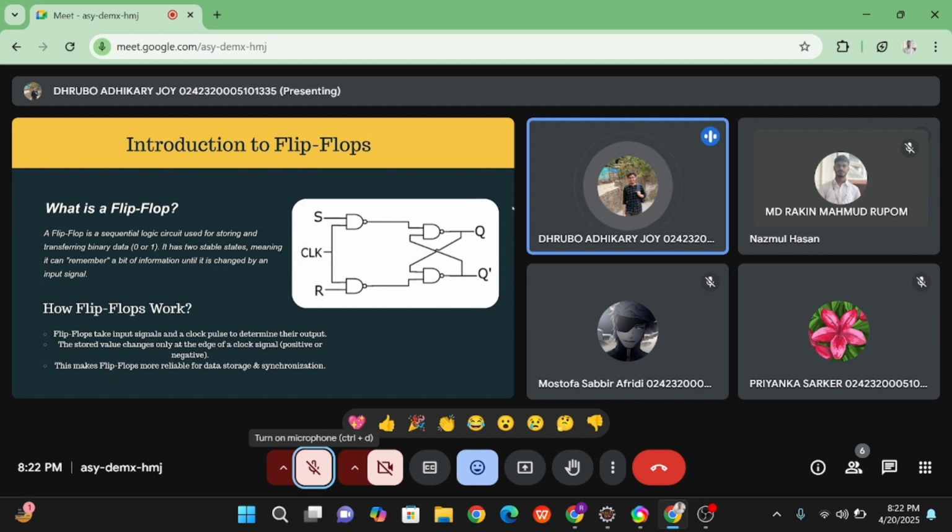Today, I will be discussing an introduction to flip-flops and why flip-flop circuits are used in sequential circuits. So, what is a flip-flop circuit? A flip-flop is a basic digital memory circuit used in electronics and computer systems to store one bit of data, either a 0 or a 1. It's one of the fundamental building blocks of sequential logic circuits like counters, registers, and memory.